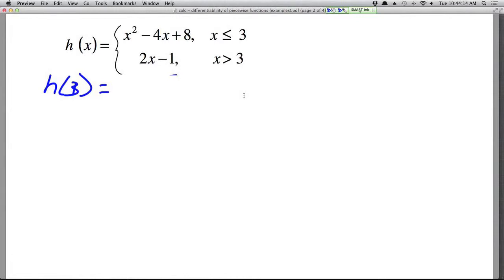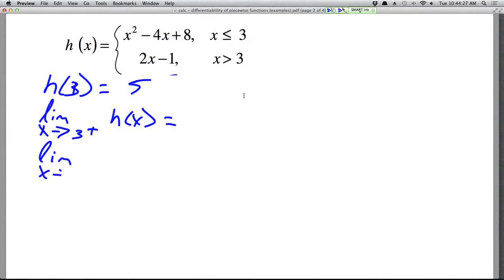9 minus 12 is negative 3 plus 8 gives me 5. Then I need the limit as x approaches 3 from the right of h of x, and the limit as x approaches 3 from the left of h of x. So what is it from the right? 5. It's 5 from the right. What is it from the left? 5 from the left. So what does this tell me? Okay, so h of x is continuous.